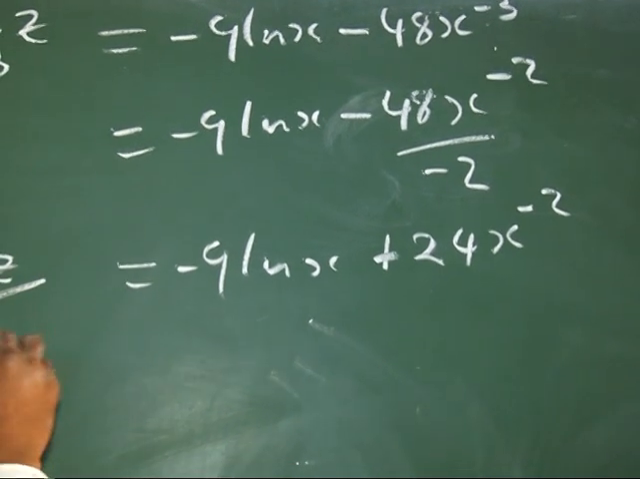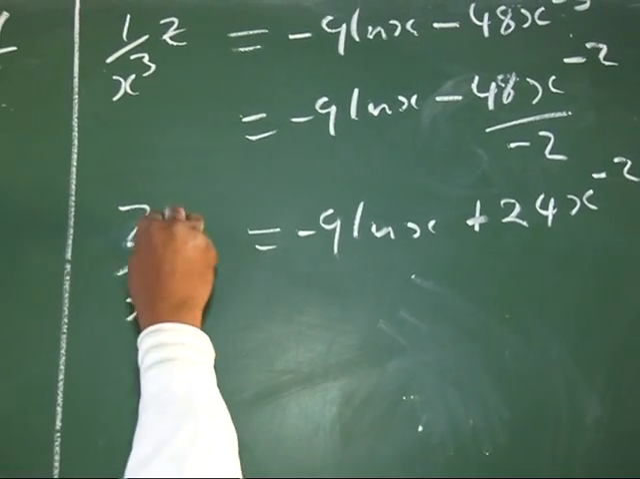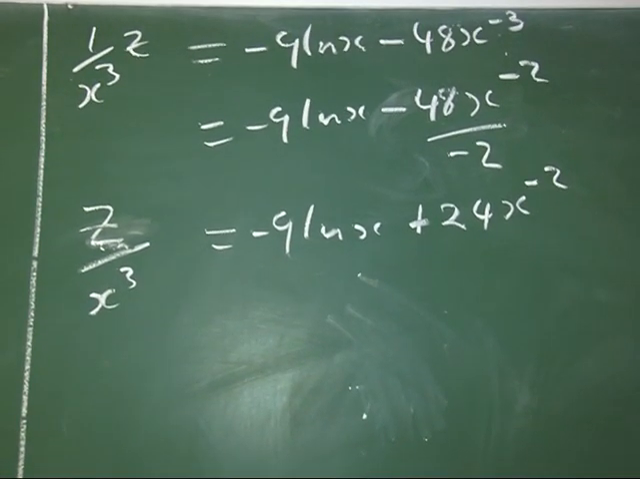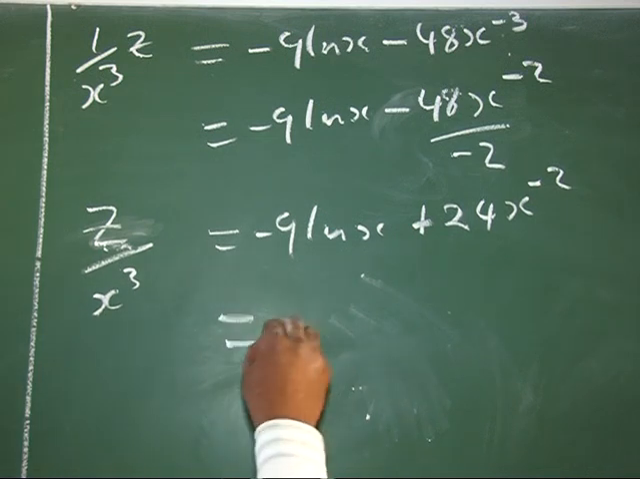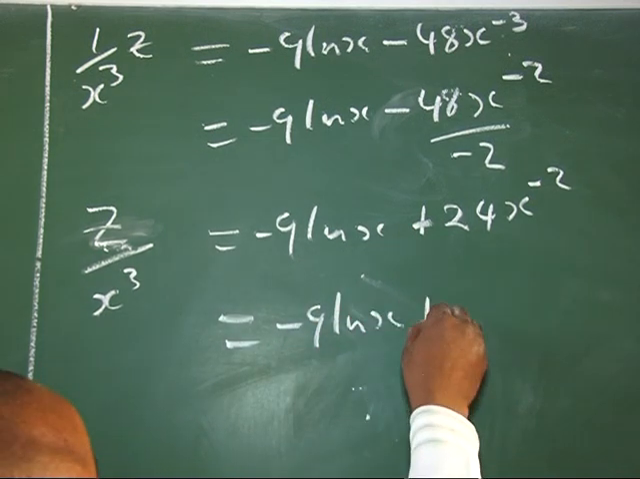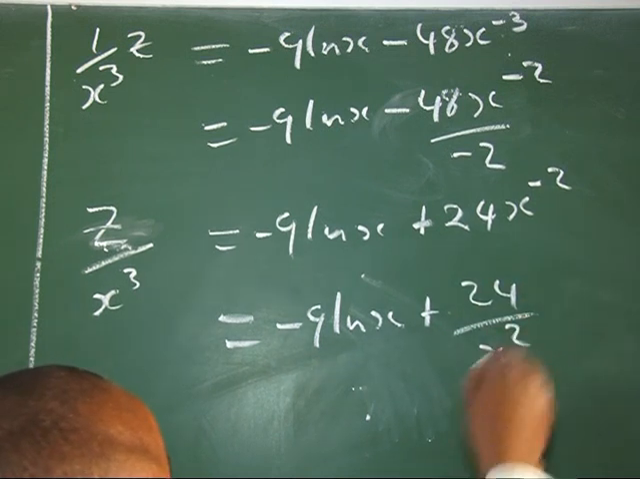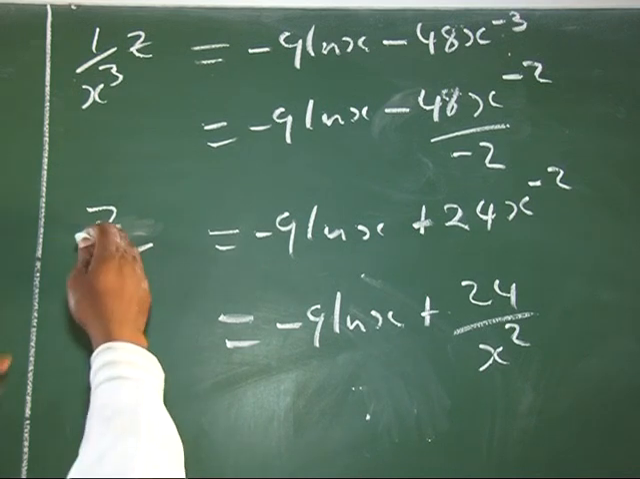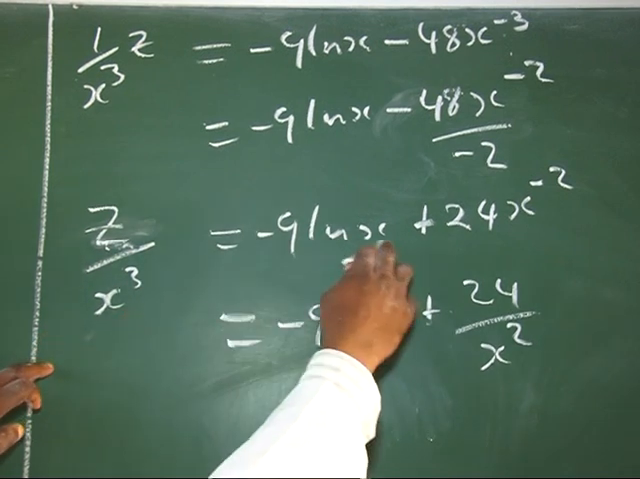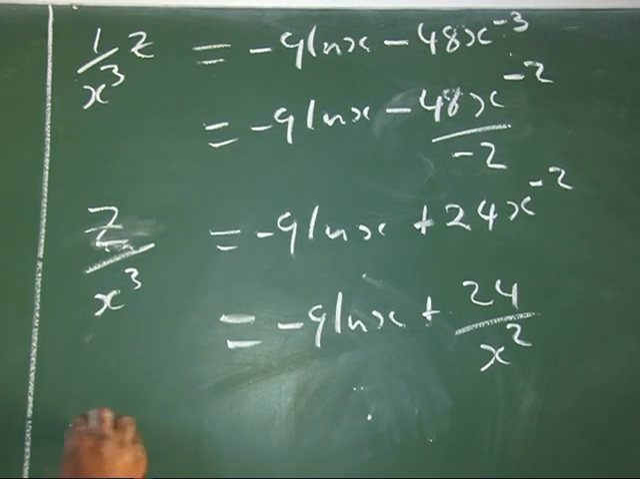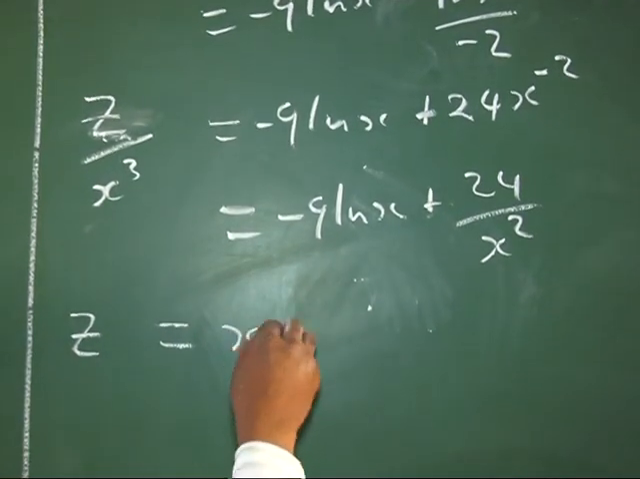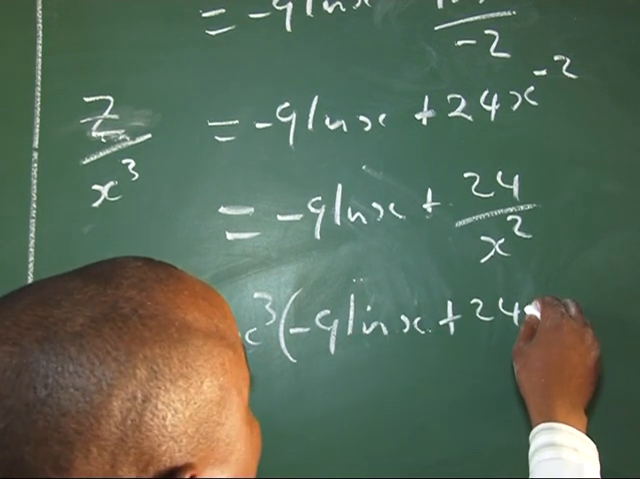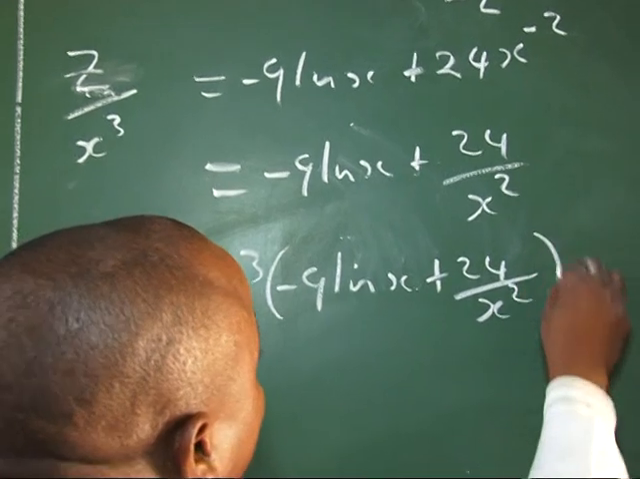So z all over x cubed, that is this times this, will be equal to this, which we can also write as minus 9 ln x plus 24 all over x squared. It's still correct. So, by cross multiplying this, we can have it in this way, that z is equal x cubed times minus 9 ln x plus 24 all over x squared.